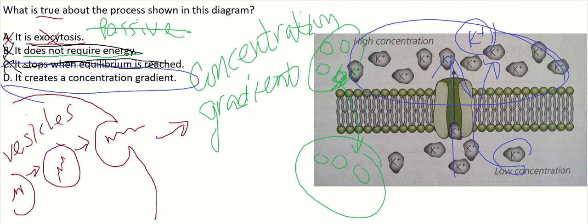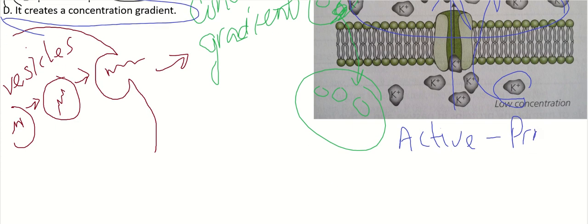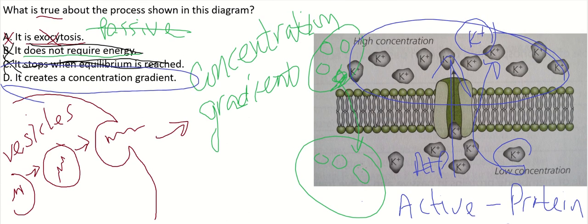All right, it's active transport, specifically protein pump. All right, it's going to use ATP. This is going to use ATP to pump these potassium ions, which is what K is, into a more crowded area.